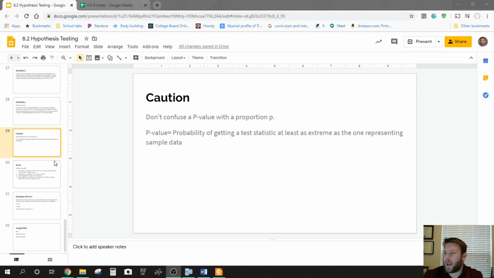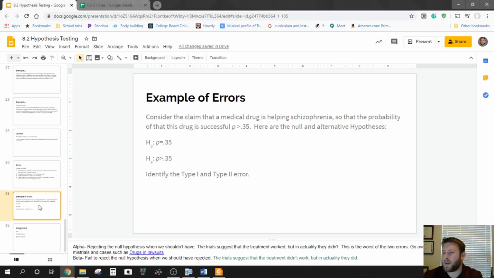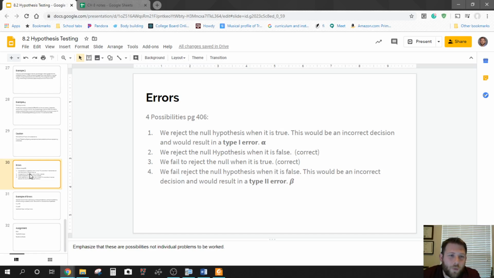Okay, so next thing we want to do is discuss errors. Now, every single problem we do has four possibilities, and there's a probability of each. We could either reject the null hypothesis or fail to reject the null hypothesis. Those are the two we've been talking about so far. The two other ones that could come up are basically errors. There's the probability of each error happening. The first one that we are familiar with right now is alpha.